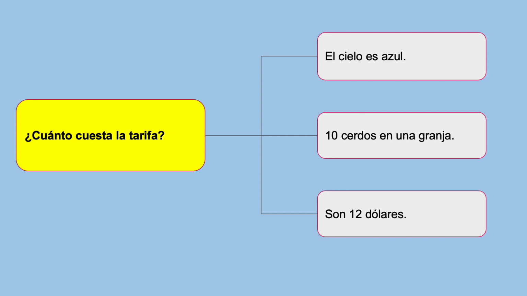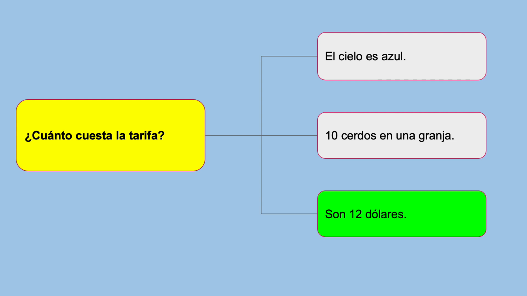¿Cuánto cuesta la tarifa? What is the best response based on the prior script? Option 1, el cielo es azul. Option 2, 10 cerdos en una granja. Or option 3, son $12. Choose what you think is the best response based on the prior script. The best response would be son $12.